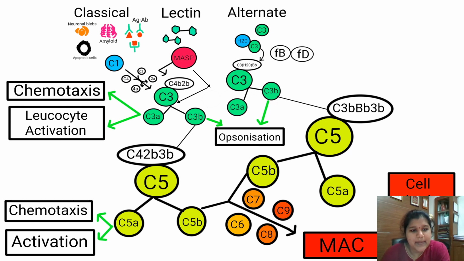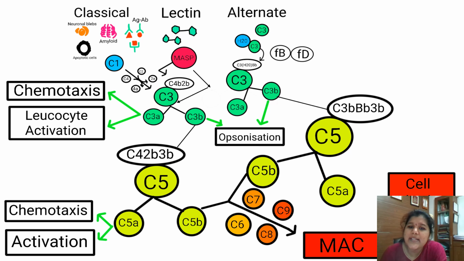Now the lectin pathway. Lectin pathway is activated by the mannose binding lectin. When the mannose binding lectin activates a serine protease, that is mannose binding lectin associated serine protease, it also converts C1 to C3, thereby producing C3. From C3, the same pathway continues, that is C3A and B is broken down. C3B combines with C4 and 2B to form C5 convertase, producing C5B and thereby producing MAC.